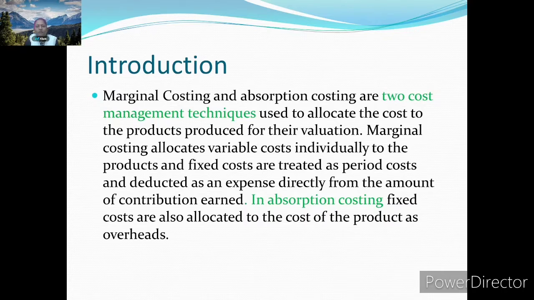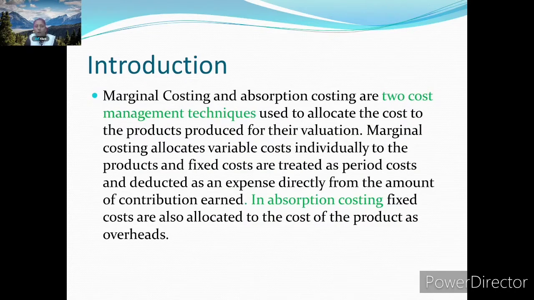Let us see. Before going to this, let us understand the meaning of marginal costing and what absorption costing is. All of you know, dear students, that marginal costing and absorption costing are the two most important management techniques. Why are these used? To allocate the cost, for what purpose? To the products produced for their valuation. Each and every product should be calculated based on these techniques. That is, absorption and marginal costing are the two important management techniques which are used to allocate the cost to products produced for their valuation.